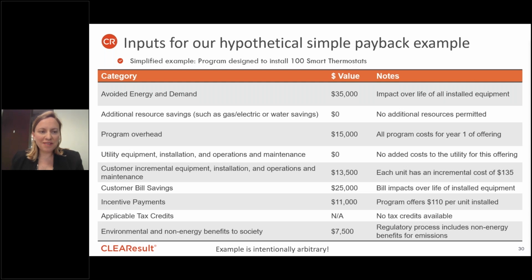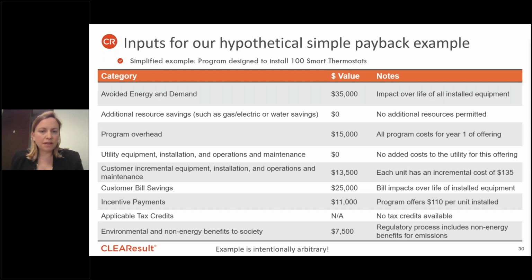And great news if you're the utility, there's no added cost for this offering. You don't have to install any equipment, no added cost to O&M in order to create this offering for your customers. The customer is going to see a cost, we assumed, of $135 per unit to install it. So that comes up with $13,500 to install 100 thermostats.